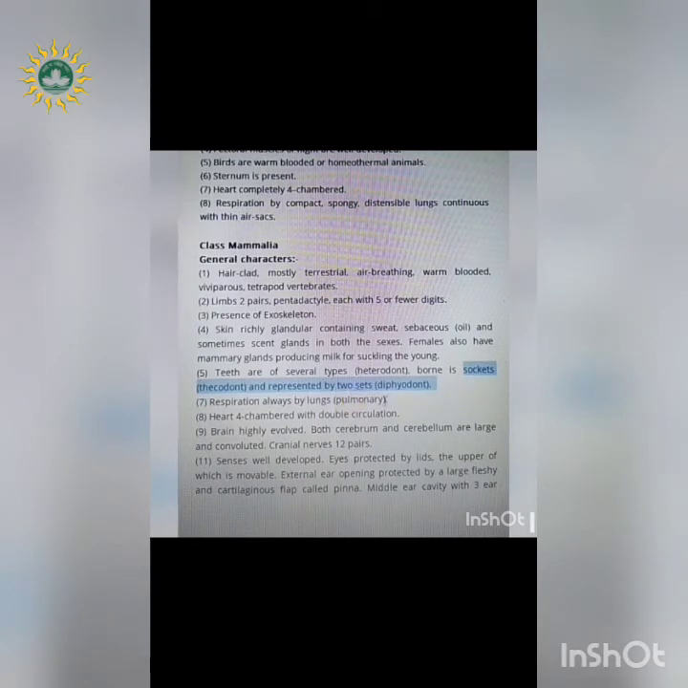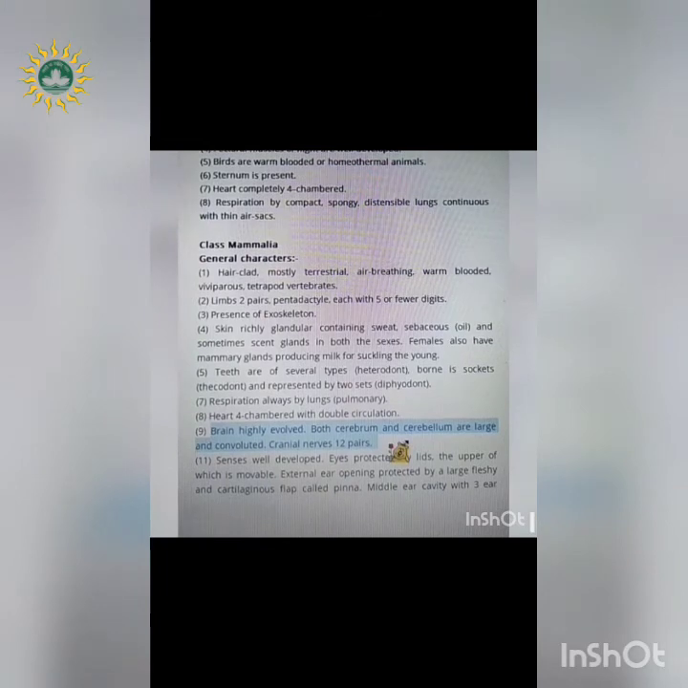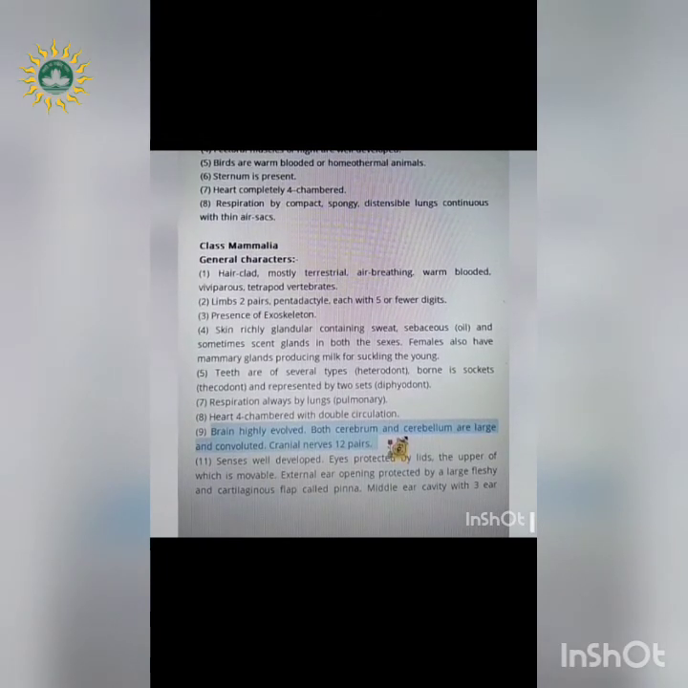The respiration, as we know, we all respire with the help of lungs and it is referred to as pulmonary respiration. The heart is obviously 4-chambered with double circulation, having 2 auricles and 2 ventricles. The brain is highly evolved, having both cerebrum and cerebellum, and large convolutions are also present. The cranial nerves are of 12 pairs. Previously we have seen in many organisms the cranial nerves were 10 pairs, but in the case of ours and other mammals, the cranial nerves are 12 pairs.